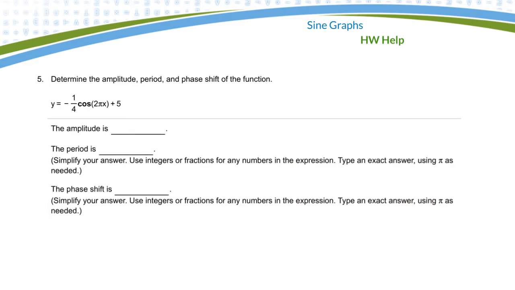Same thing, amplitude is 1/4. Don't get thinking that it's negative. The negative, all that does is flip it over, but it doesn't change the amplitude. Amplitude's still 1/4. Period's 2 pi over b, b is always the thing in front of the x, so it's 2 pi over 2 pi, which is just 1. Phase shift, there's nothing being added or subtracted inside the brackets, so the phase shift is 0, or 0 pi. It's not moving anywhere, to the left or to the right.